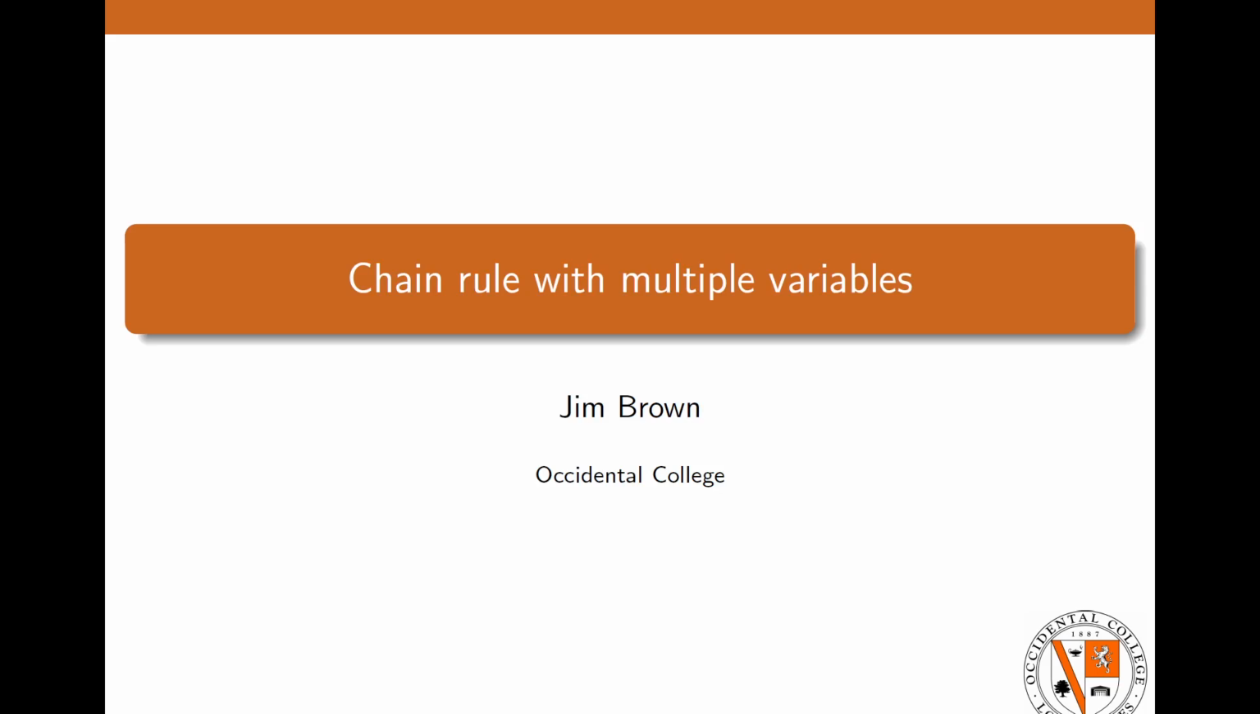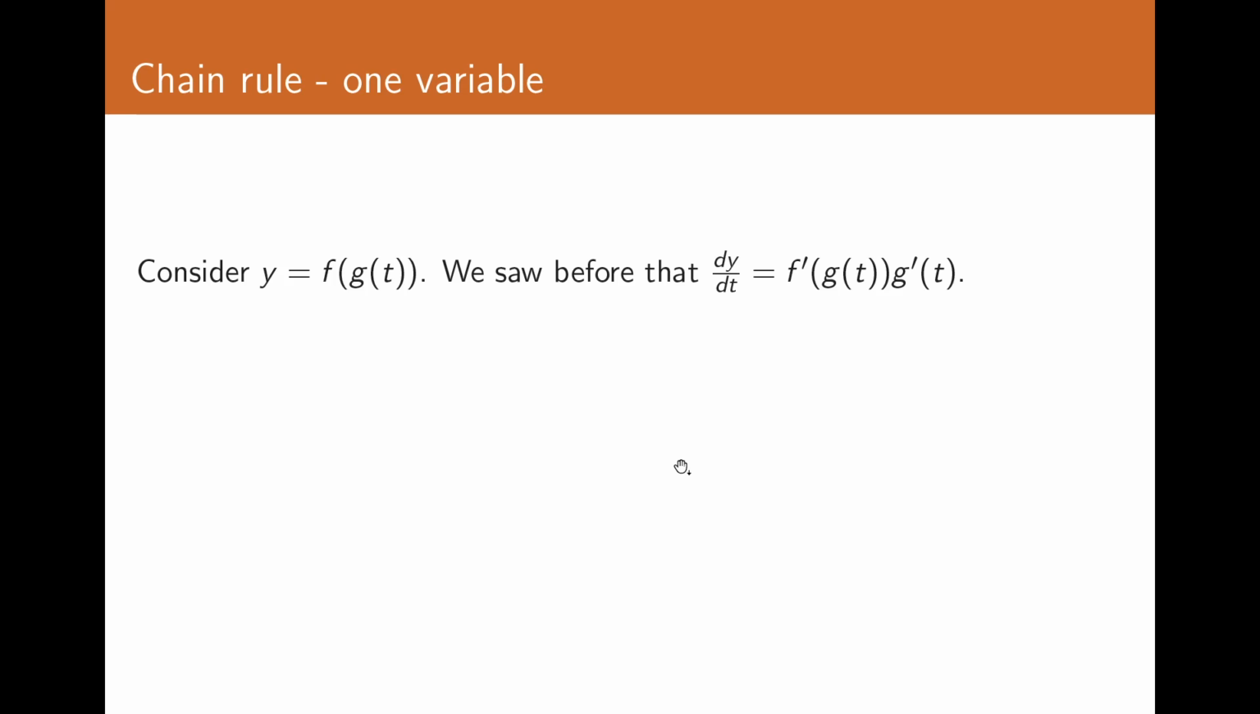Now we're going to talk about the chain rule, however, when we have multiple variables instead of just a single variable. So first let's recall what happens when we have one variable and we have a composition of functions. So we saw the chain rule in this case is given by you take the derivative of the outside function, in this case f, leave the inside function plugged in, and then multiply that by the derivative of the inside function. So this is our familiar chain rule.